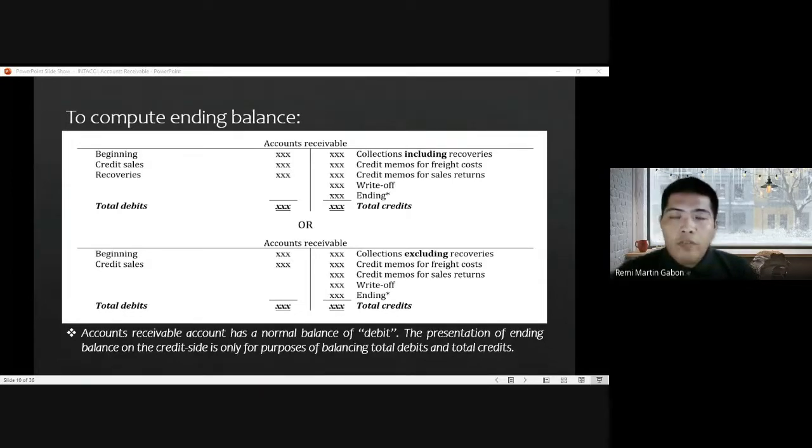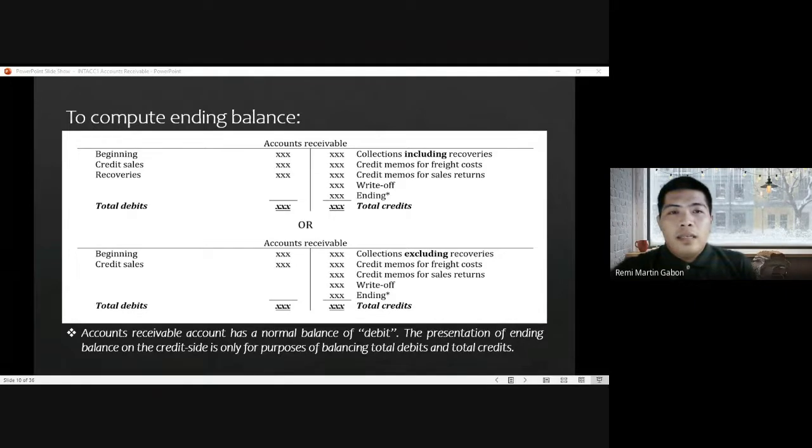Then write-off. Yung write-off naman, we have it as worthless accounts. As I have told you, as an example earlier, yung mga customers na hindi na nagbabayad, okay? Yung sure na sure ka talaga na hindi magbabayad, yun sila. Write-off na yan.